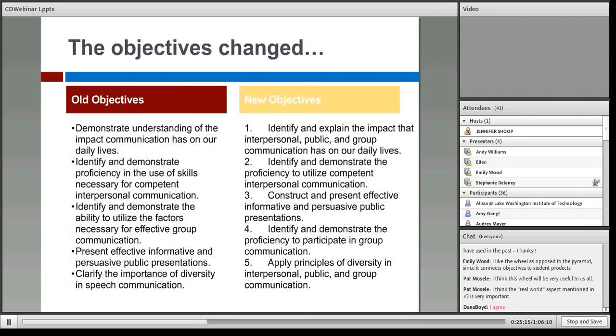So here are some more comparisons, and I won't go through them all because I can see we're running low on time, but I do want to point out that if you look at the new objectives, they've all got greater detail and are easily measurable, and a student can really clearly see what they'll be able to do at the end of all that. So let me let the mic go and pass it on to Emily.